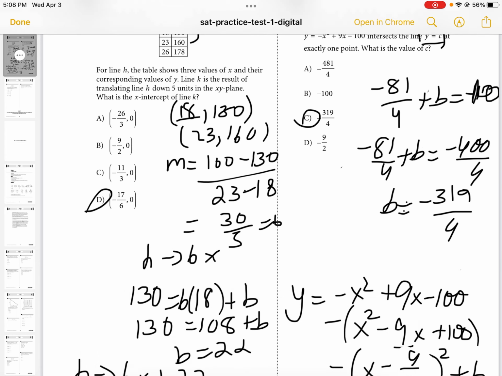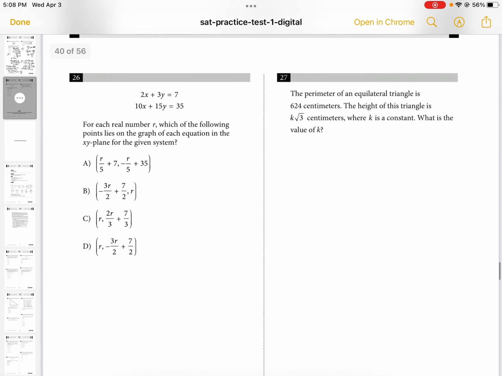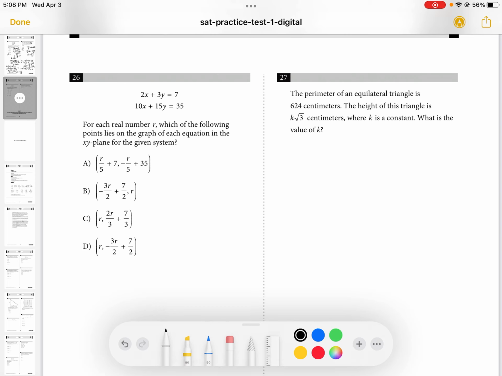Let's move on. Number 26. For each real number r, which of the following points lies on the graph of each equation in the xy plane for the given system. So I'm going to call this equation 1 and this equation 2. Now, if you noticed, it looks like the coefficients of equation 1 are multiplied by 5 and put into equation 2. And actually, the output is also multiplied by 5. So equation 1 times 5 is just equal to equation 2.